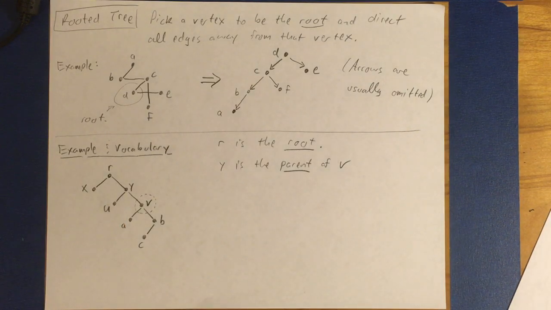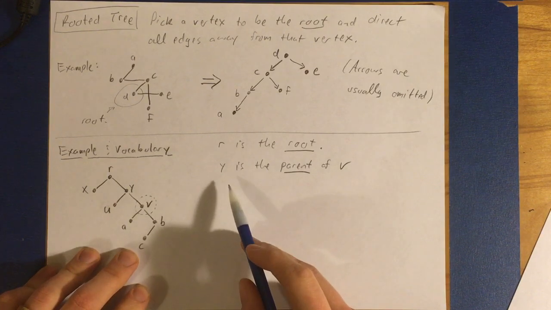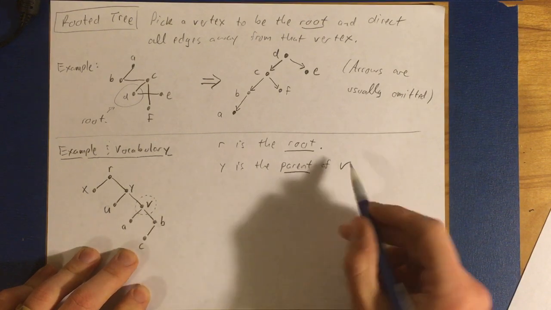Vertices have a single parent, and that parent is unique. You could prove that. In fact, I think I've asked you to do so on your assessment. So Y is a parent of V.